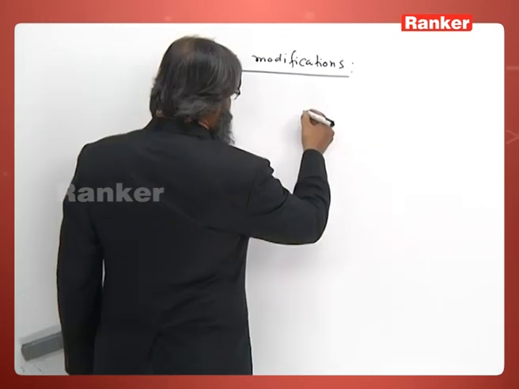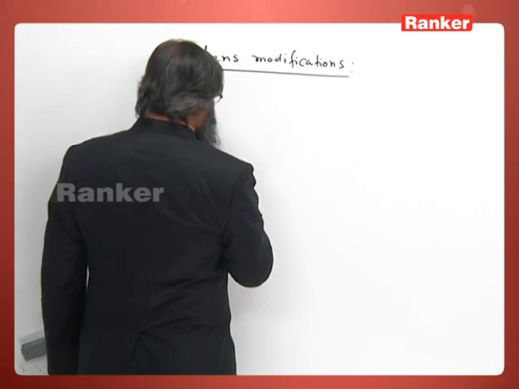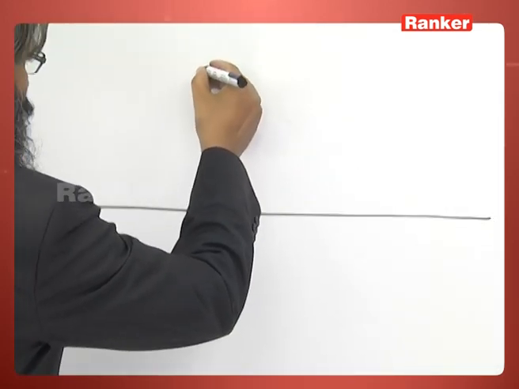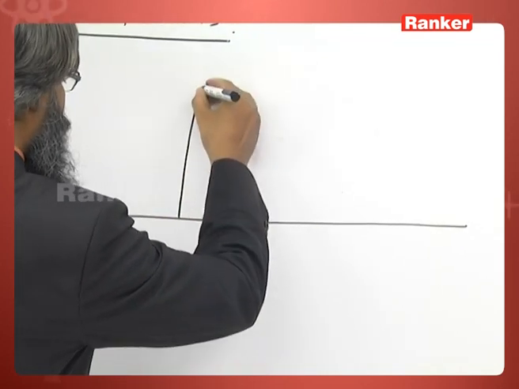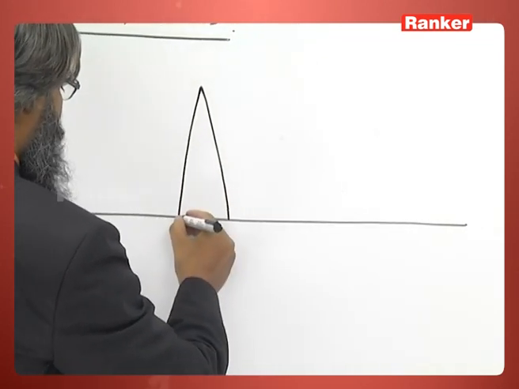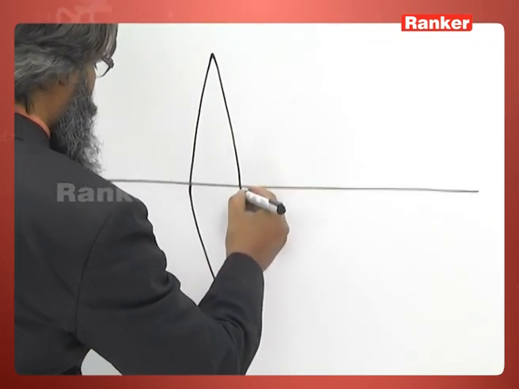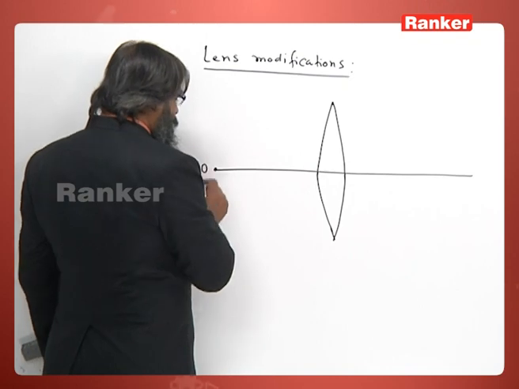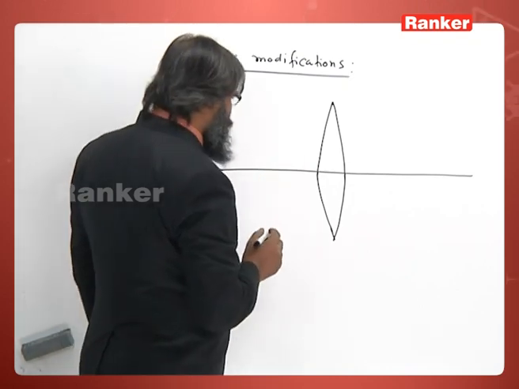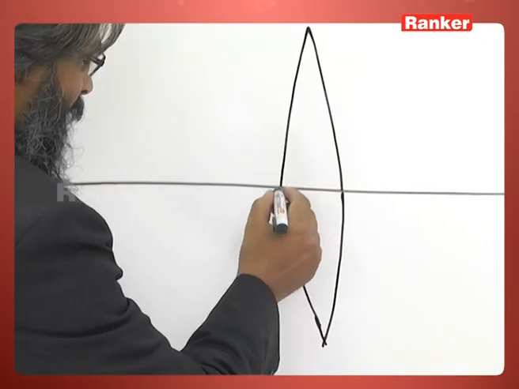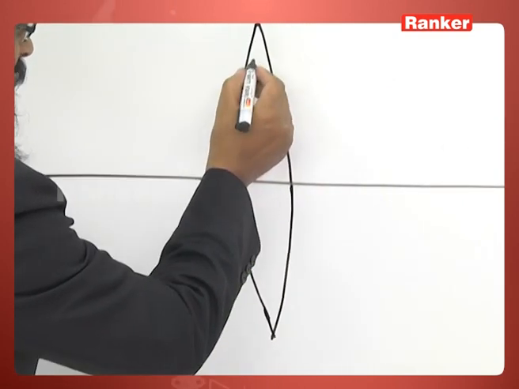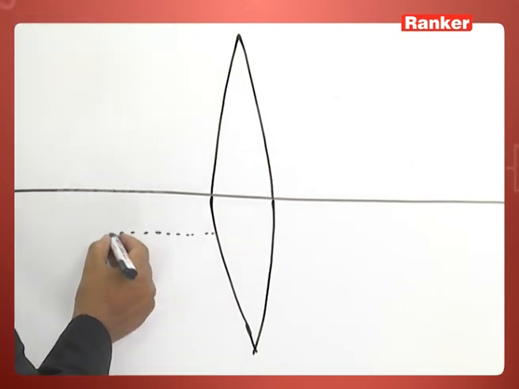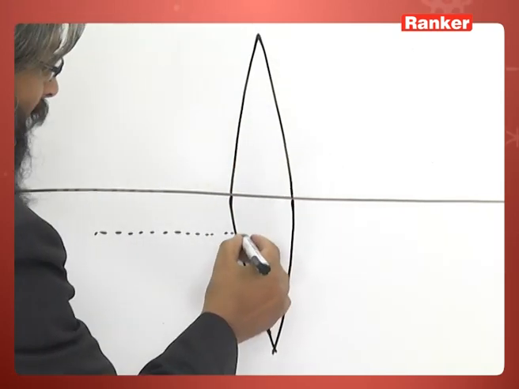Let us see it. Now this is my lens system. This is the upper half and this is my lower half. This is the object O placed at a 2f distance. Now, the optical axis of this upper half of this lens is here.